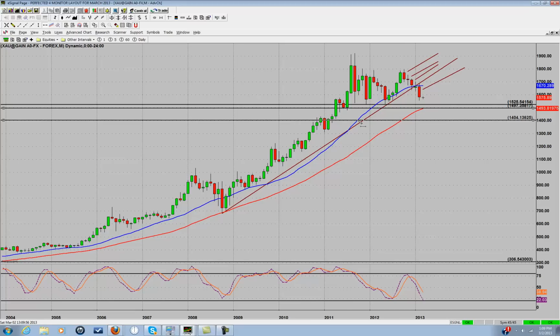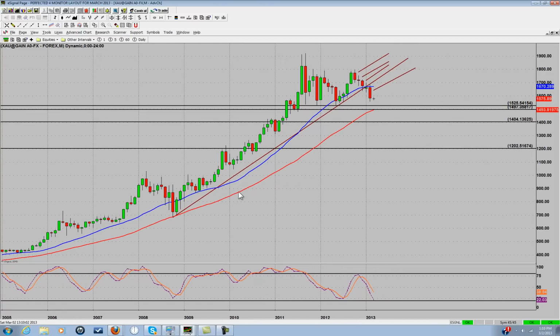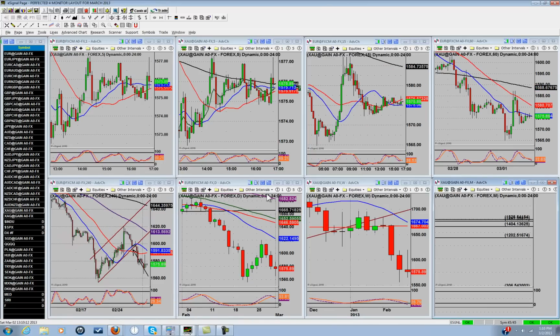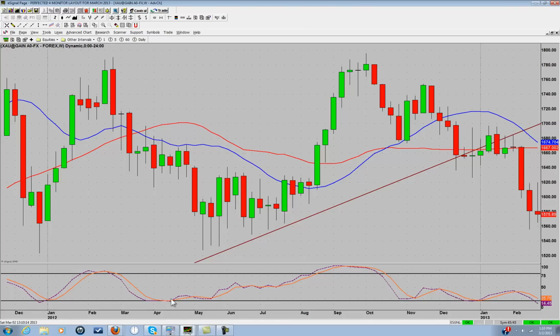If we break 1500, where are we going? 1400? Are we going to stop there? I don't know. I mean, I look at gold and I say, wow, where could we go? 1200? God have mercy, I hope not. This is just a frightening monthly scenario. Longer term potential of bearishness, and it makes me rather nervous.